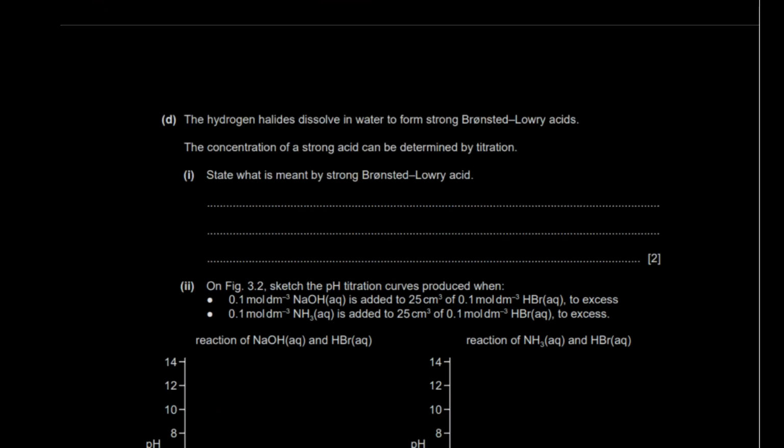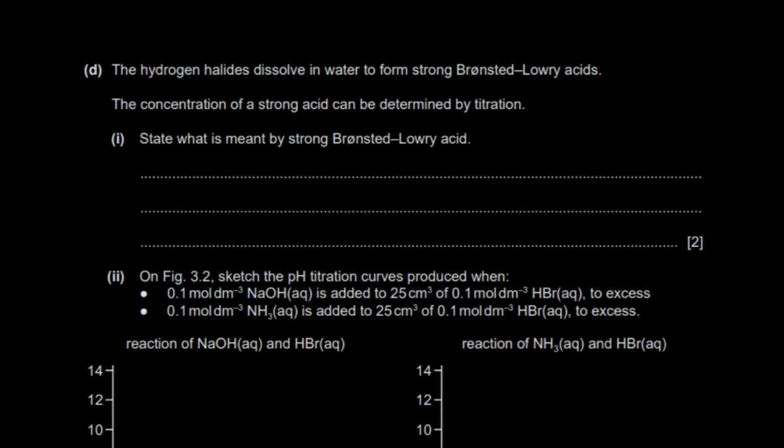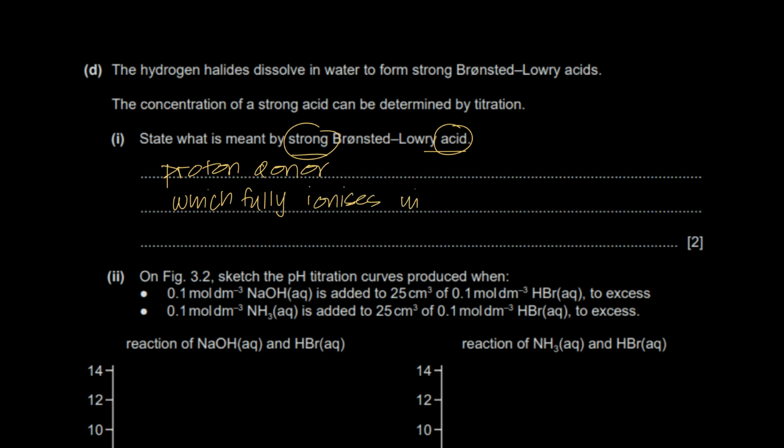That's it. Next question. The hydrogen halides dissolve in water to form strong Bronsted-Lowry acids. State what is meant by strong Bronsted-Lowry acid. Again, you first of all have to explain acid bit to the examiner and then strong. So what is an acid? It's a proton donor. Strong Bronsted-Lowry acid is a proton donor, which, now let's explain strong, which fully ionizes in an aqueous solution.